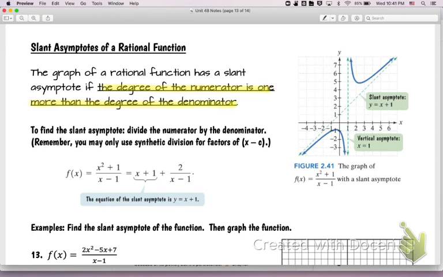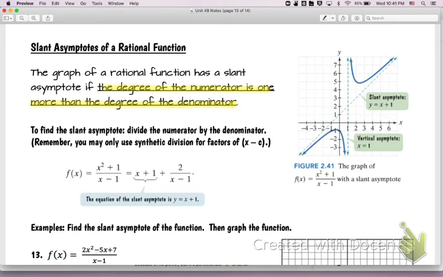So x cubed over x squared, that will have a slant. X cubed over x will not because those are too far apart. The degrees just have to be 1 apart. You cannot have both a slant asymptote and a horizontal asymptote. So you will only have one or the other. If you get a horizontal asymptote, then you're done because it can't also have a slant.